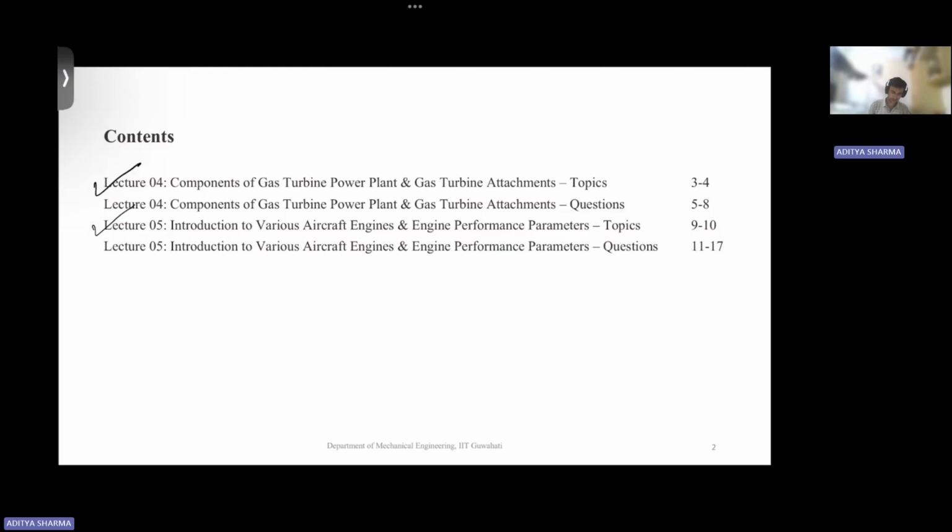Okay, and then there are questions related to each lecture. So for each lecture, we will first have its topics and then its questions. Right. We have been doing this in previous sessions also, so we will continue to take this session in the same way.